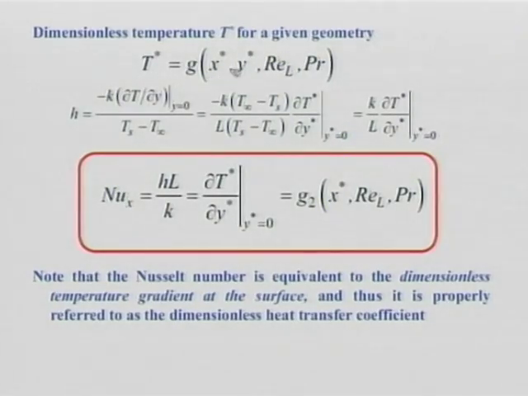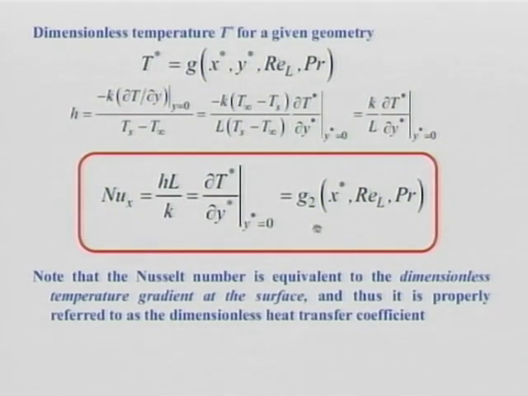Similarly, let us do for temperature profile. T star equal to g of x star, y star, Re, Pr. h is what the professor has defined as k del T del y. If I non-dimensionalize that, I am going to get k by L del T star by del y star at y star equal to 0. So what is Nusselt number? hL by k. So if I substitute that here, I am going to get del T star by del y star at y star equal to 0.